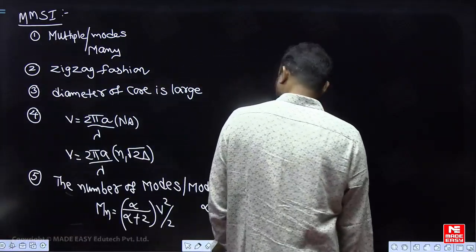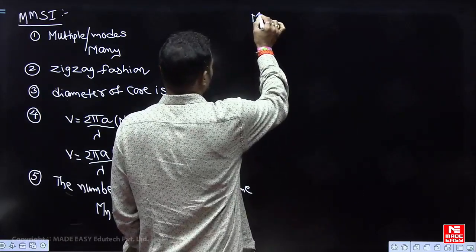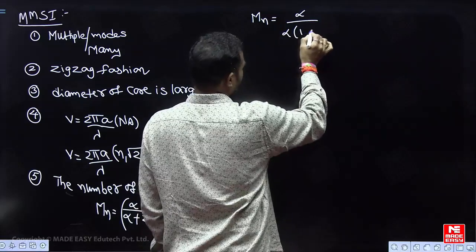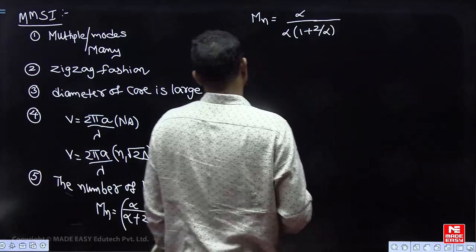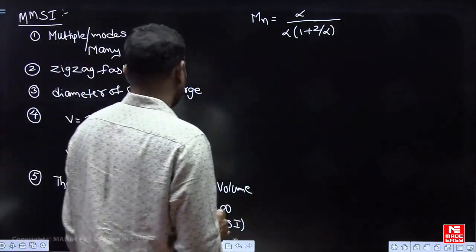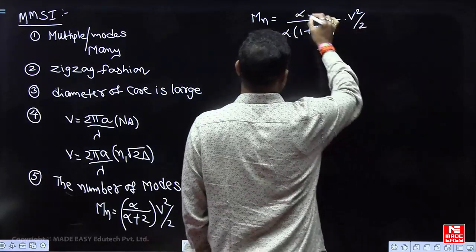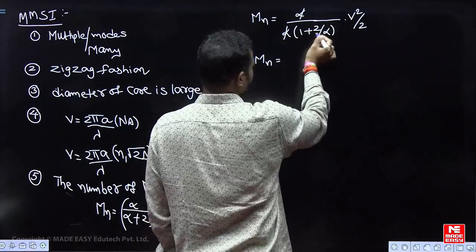After that I will explain the next one, which is called the number of modes. Look, Mn. I am taking alpha as common in the denominator. The value becomes 1 plus 2 by alpha. In the denominator I am taking it common: alpha divided by alpha into 1 plus 2 by alpha, which is multiplied with V square by 2. This alpha and alpha cancel each other out, and I am substituting the value of infinite.